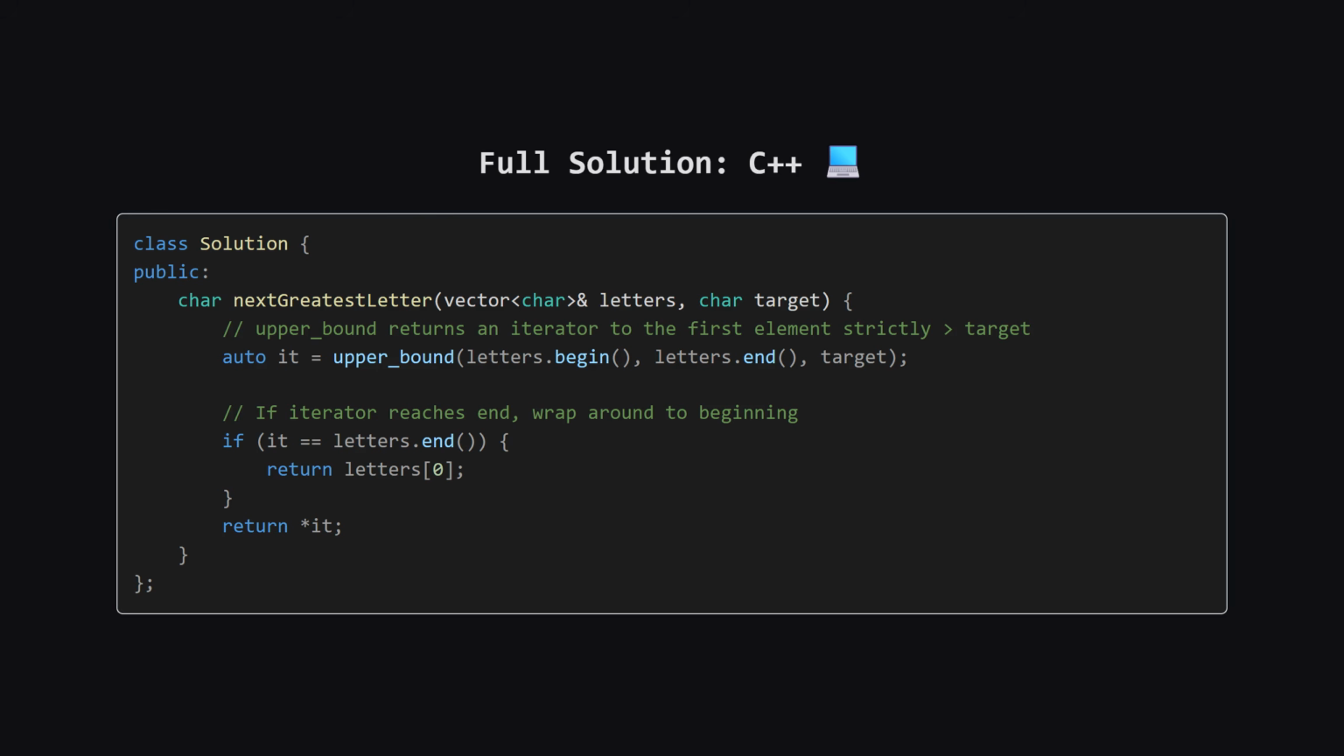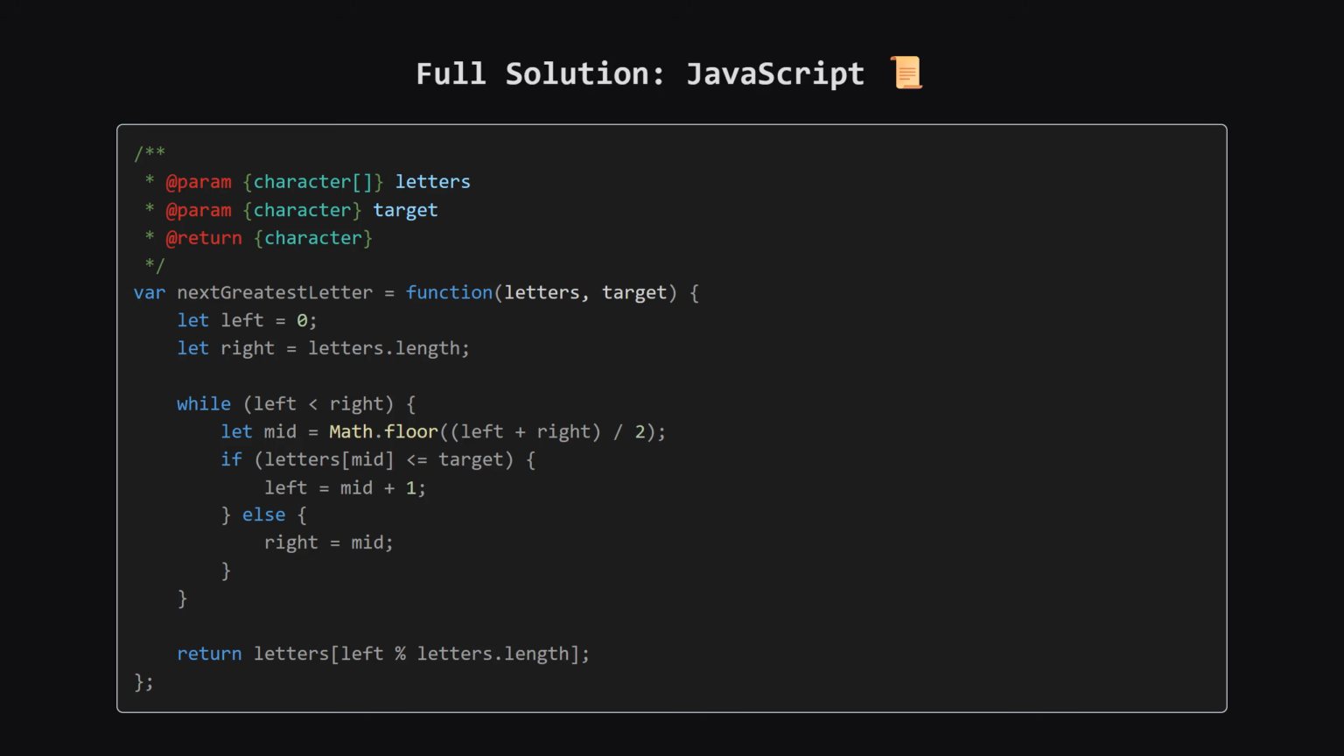Next up, here is the C++ version. In C++, we can actually use the built-in upper_bound function from the standard library, which does exactly what we need. We just need to check if it reached the end of the vector to handle the wraparound. Feel free to pause and review the code. And finally, here is the solution in JavaScript. It looks very similar to the Python and Java versions, just with slightly different syntax for the integer division. Hopefully, seeing it in a few different languages helps solidify the concepts.